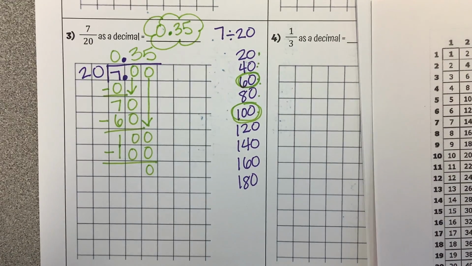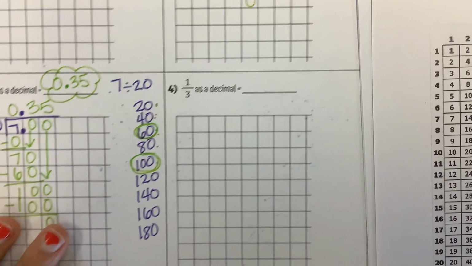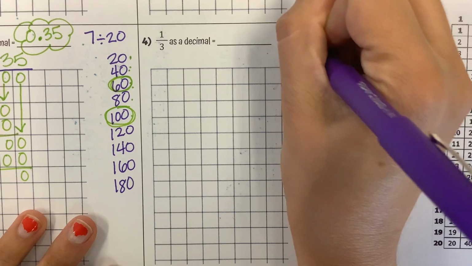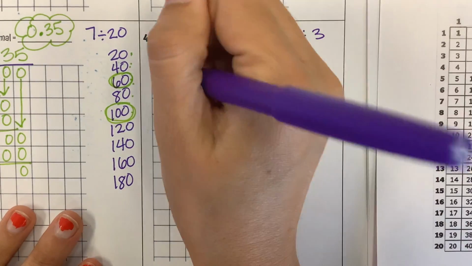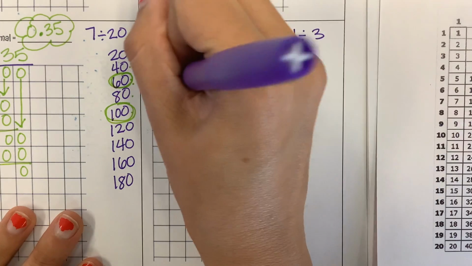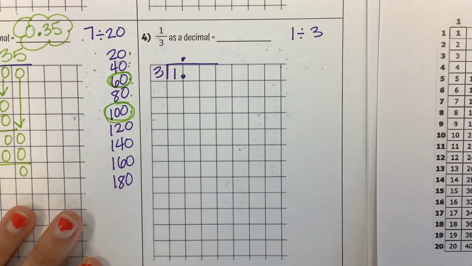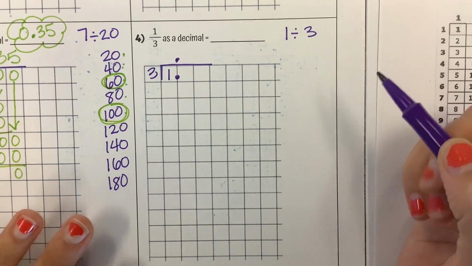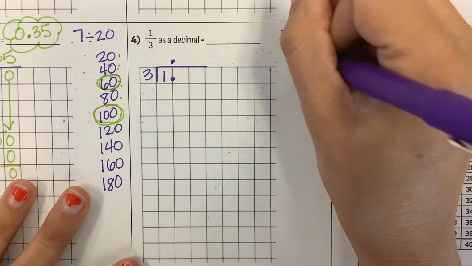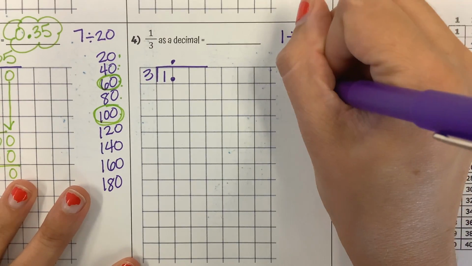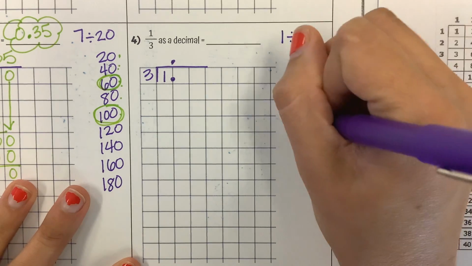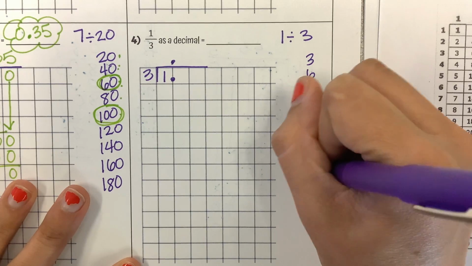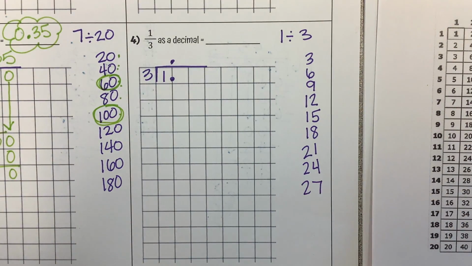All right, let's try one more, and then we'll give you some time to do some on your own. So 1/3 as a decimal. As a reminder, that means 1 divided by 3. So 3 goes on our outside, 1 on the inside, and I'm adding decimals right away. Maybe for 3s, you don't need to list out the multiples. I'm still going to do it just in case and use your multiplication chart for it. 3, 6, 9, 12, 15, 18, 21, 24, and 27.